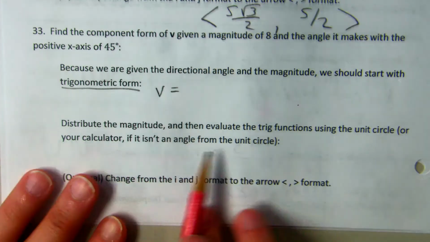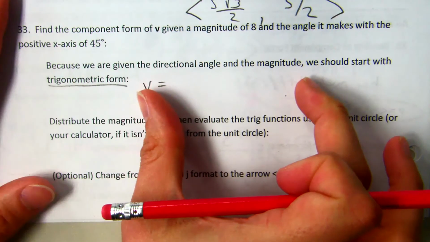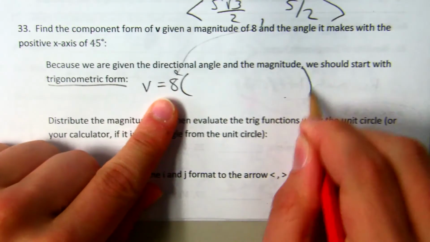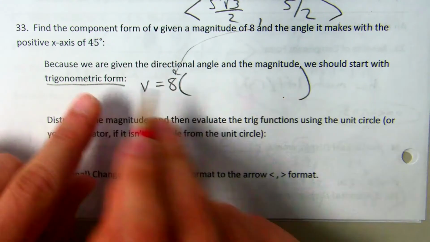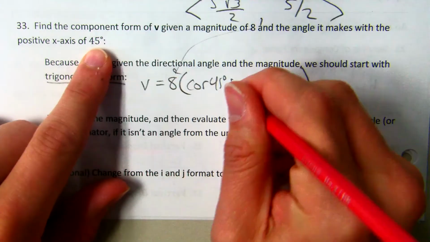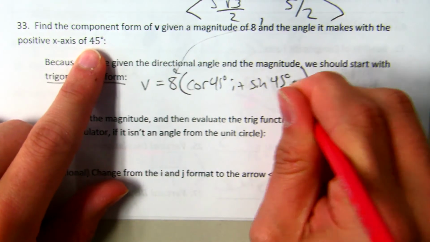So that's about 5 times more time than you should need, but you just saw this one in the first one. Magnitude out front, it's going to be distributed to cosine of the directional angle in the i direction plus sine of 45 in the j direction.